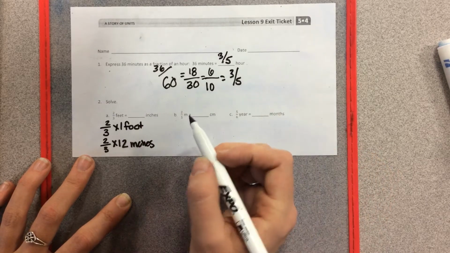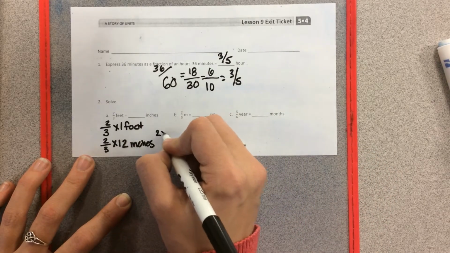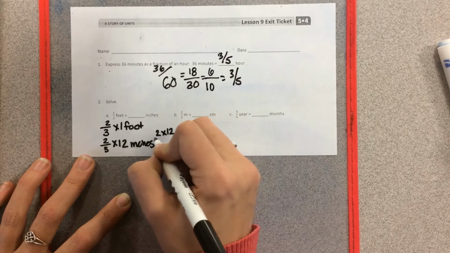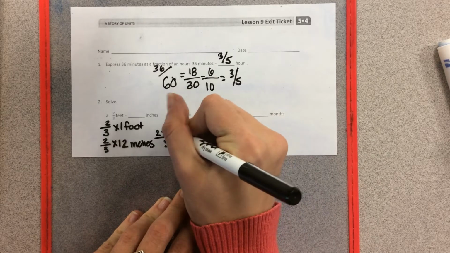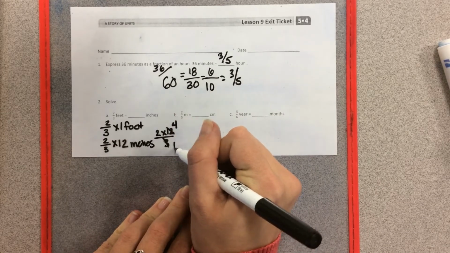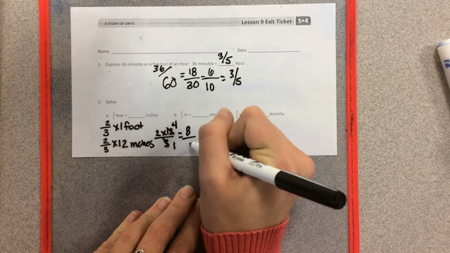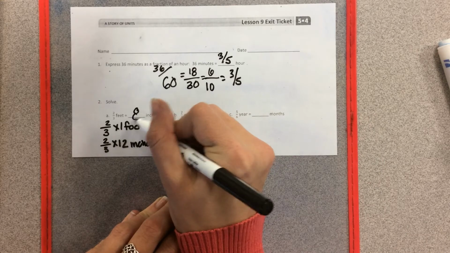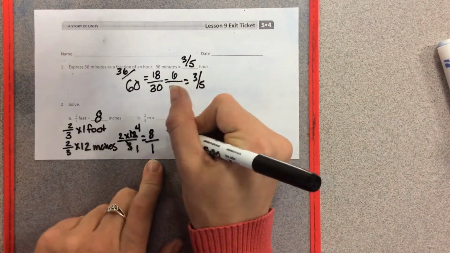Okay, so now I'm going to use my fancy pants way, and I'm going to put them all on the numerator and then divide them by 3. Now 3 goes into 12, how many times? 4. 3 goes into 3, how many times? 1. So this will be 2 times 4 is 8, over 1 is 8. So 2/3 of a foot is 8 inches. Let's do this next one.